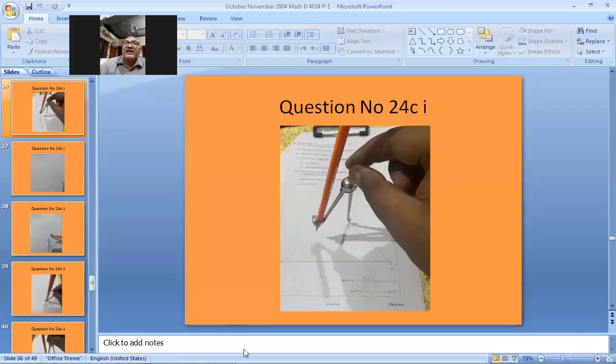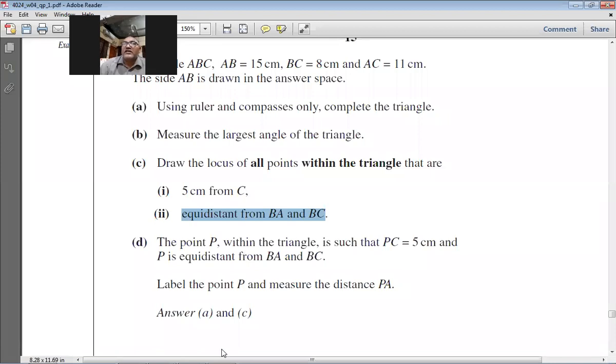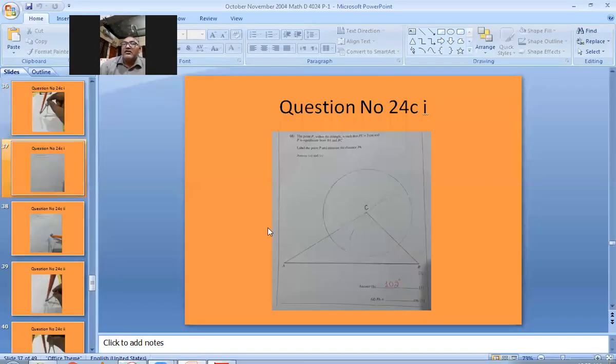So that's the C part. Let me show you from the question. Yeah, that's the C part. Okay, so this is how you draw this.